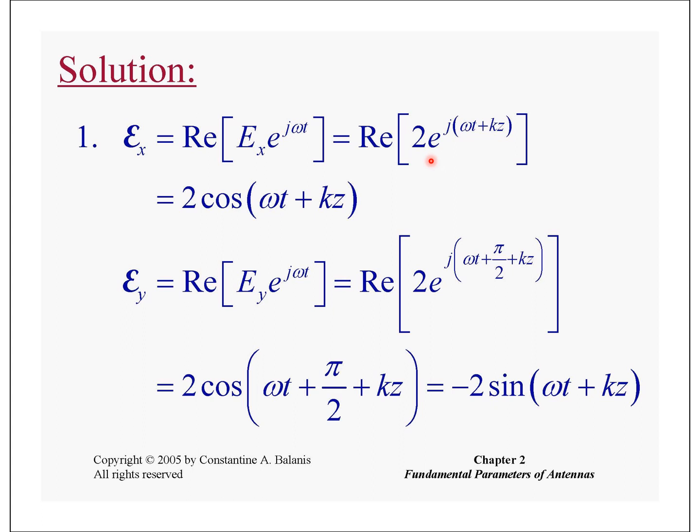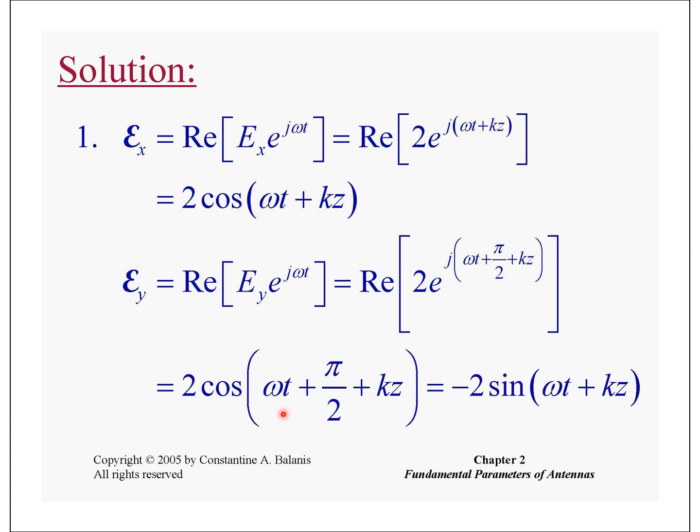Now this is Euler's identity, so we will be left only with the cosine term. So we take the real part of this, and it will be converted to cos of omega t plus kz. Similarly, for the y component in the time harmonic form or time domain format, take the real part of Ey times e^(j omega t). Ey was given in the previous slide, and combining with e^(j omega t) and then taking the real part, we get 2 cos of omega t plus phi by 2 plus kz.